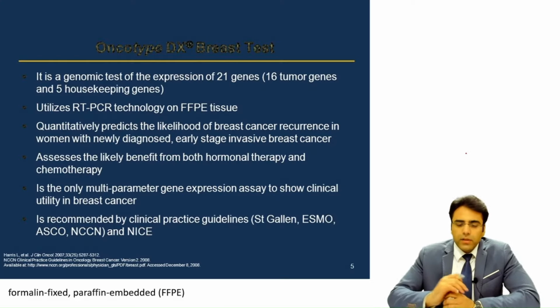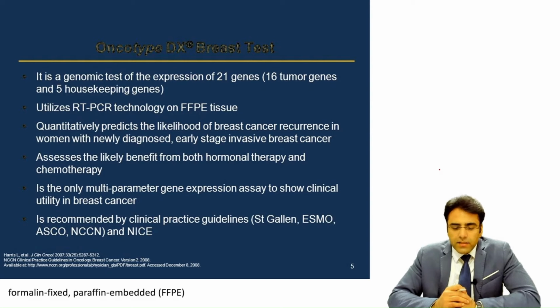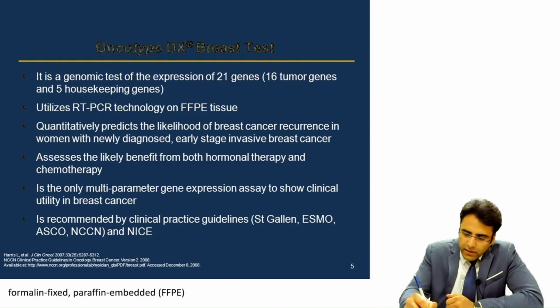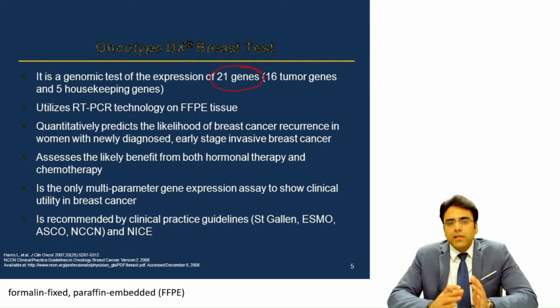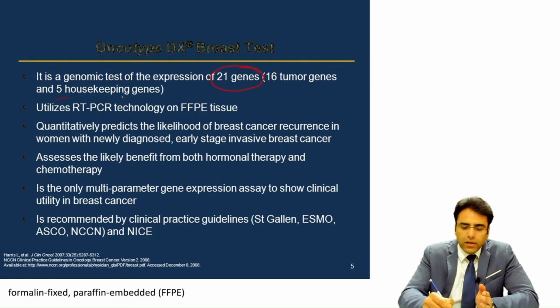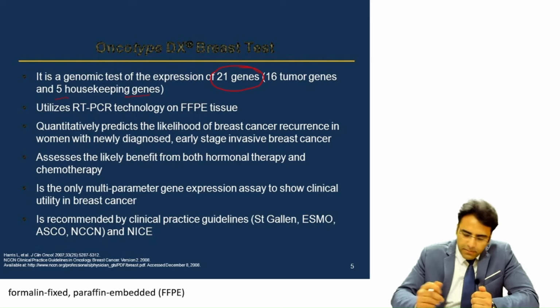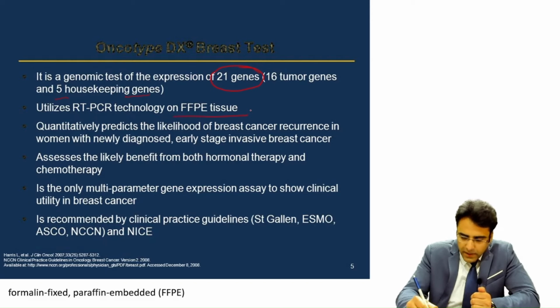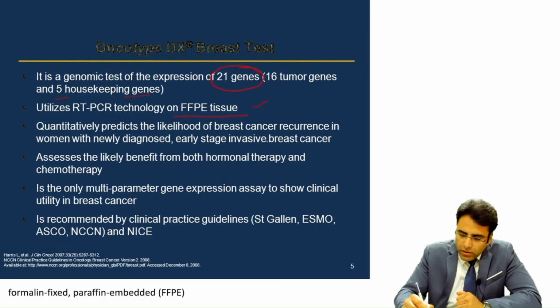Now let us have a look at this Oncotype DX test. It is basically a genomic test of the expression of 21 genes, in which there are 16 tumor genes and 5 housekeeping genes. It utilizes RT-PCR technology on FFPE tissue, that is formalin fixed paraffin embedded tissue. Clear? Quantitatively predicts the likelihood of breast cancer recurrence in women with newly diagnosed early stage invasive breast cancer.